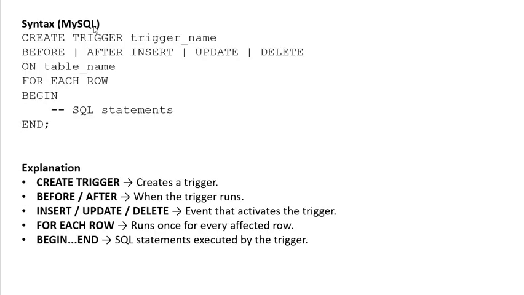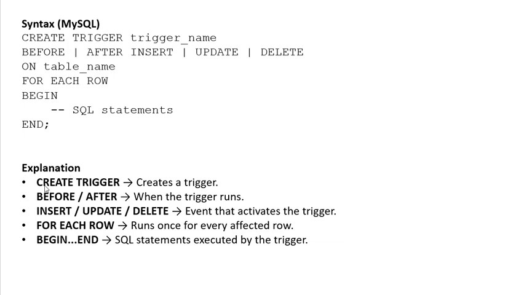The syntax in MySQL: use CREATE TRIGGER and the trigger name, then write BEFORE or AFTER, then any one of INSERT, UPDATE or DELETE, then ON the table name, FOR EACH ROW, BEGIN, write the SQL statement, and finally the END keyword and a semicolon.